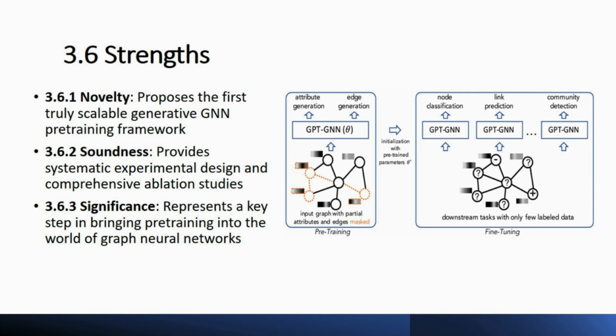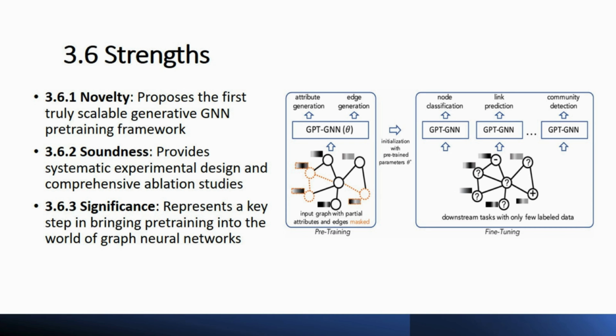Node separation prevents information leakage and ensures meaningful generative tasks. The decoders match the attribute and edge generation objectives, and the contrastive loss aligns with structural prediction. Ablation studies across datasets show each component, attribute generation, edge generation, node separation, and adaptive sampling, contributes to the final performance, proving the design is coherent and necessary.